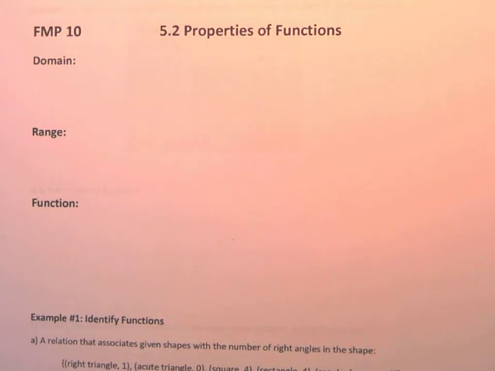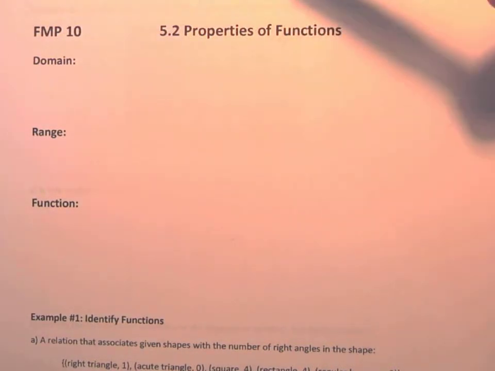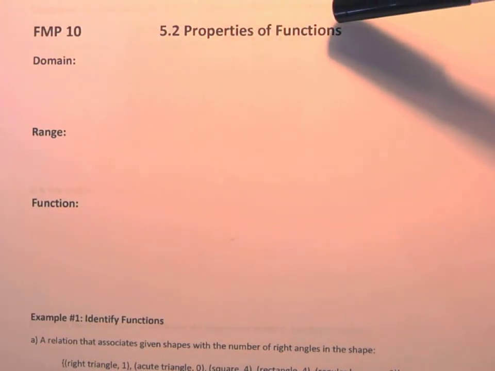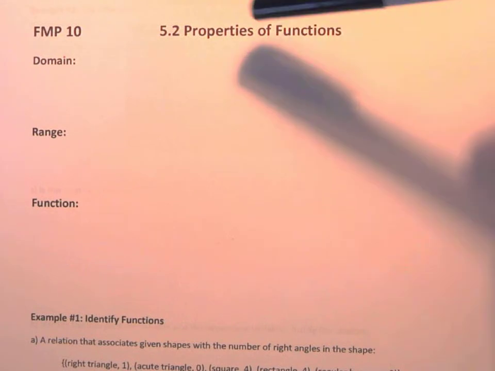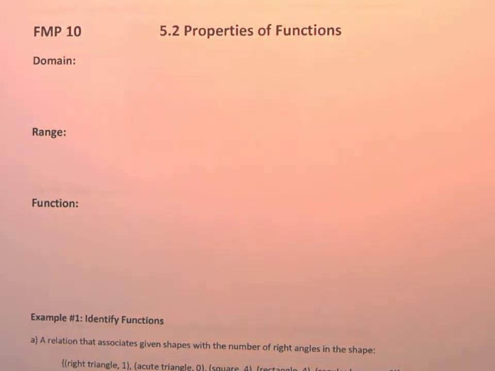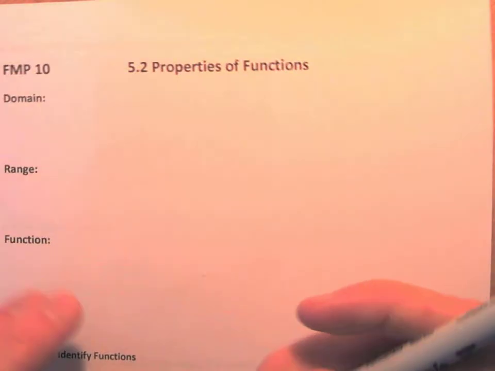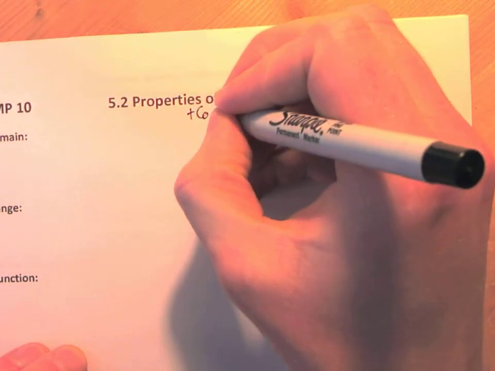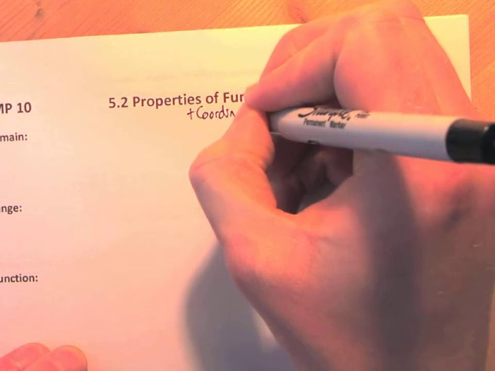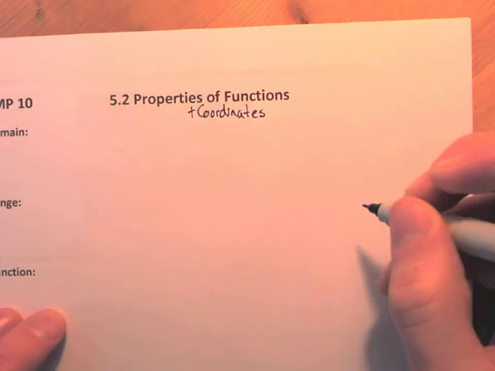Good morning. Okay, so this is the first lesson on properties of functions, or functions and relations, Chapter 5. The main thing that this is to do with, we're also going to cover coordinates, or review coordinates, because I think we've seen this from grade 9.